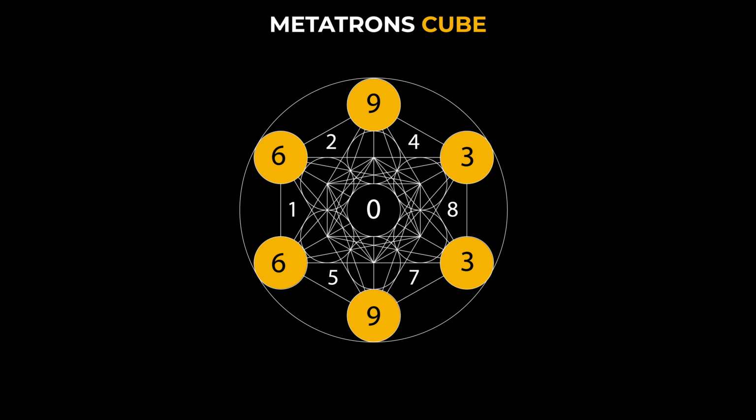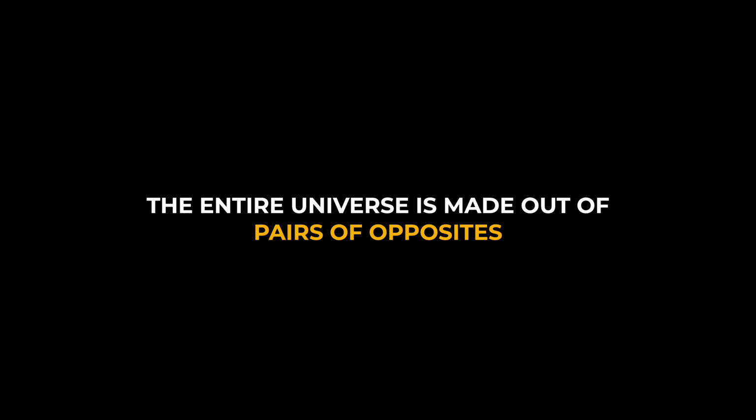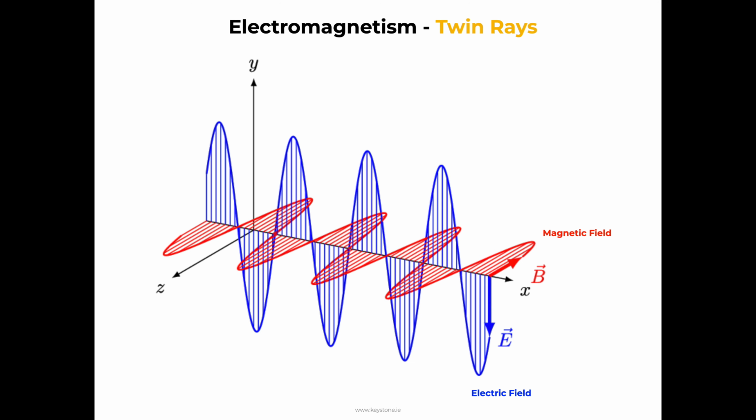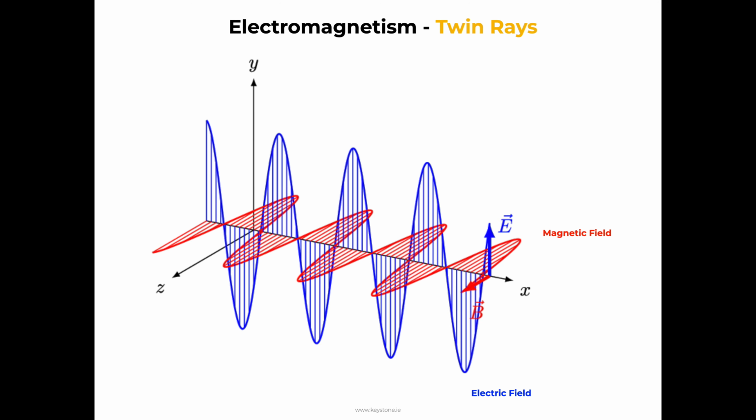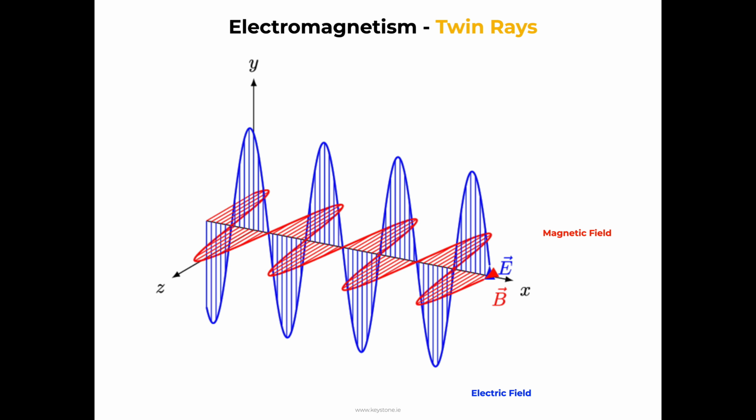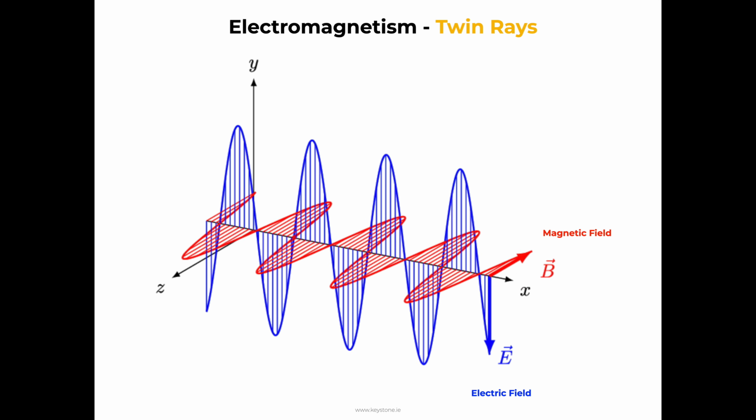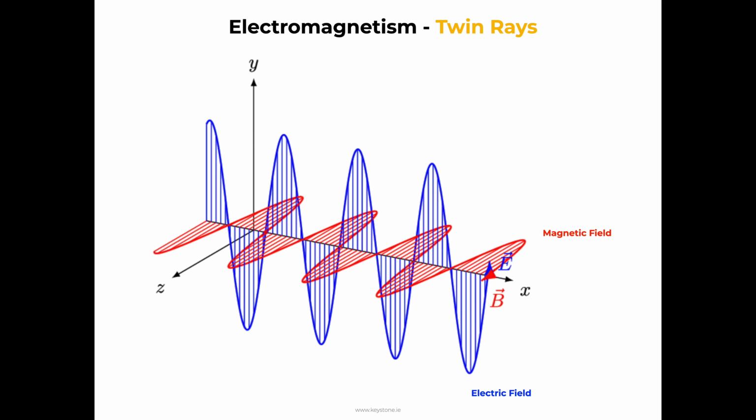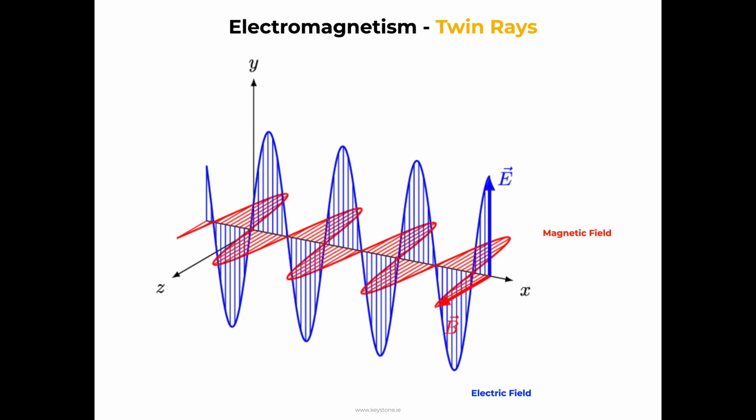Metatron's cube is a famous symbol in sacred geometry, and it fits Stargate mathematics perfectly. The entire universe is made out of pairs of opposites. And one of the foundational pairs is light, or electromagnetism. And this is how electromagnetism works. You've got two fields within one. It's really a twin ray. I'll say that again. A ray of light is one ray, but it's really two. It's got an electric field and a magnetic field.